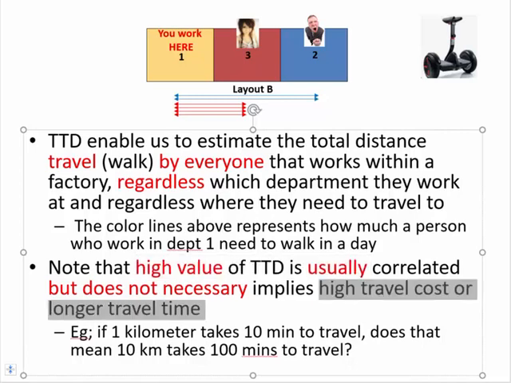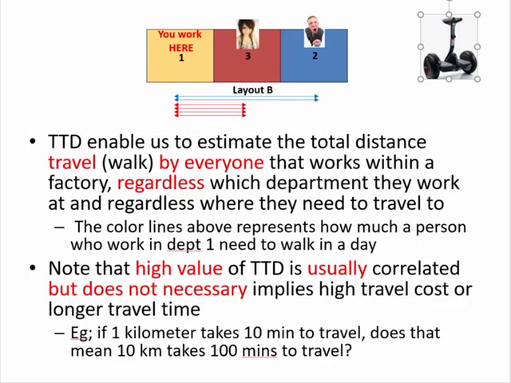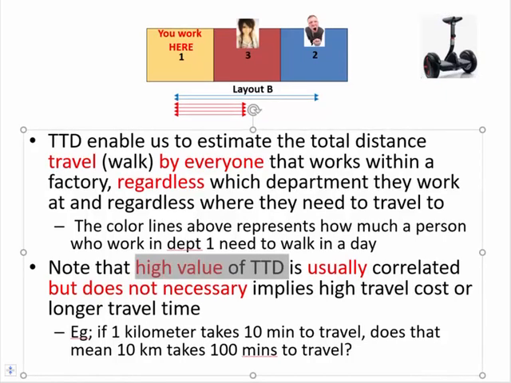Now, some people might claim that a high total travel distance might mean longer travel time or higher travel costs. Now, that might not be true because imagine if you buy this gadget for all your employees, then the travel time might be reduced or the travel cost might be reduced. So what we really can conclude from total travel distance is if it's high, basically in aggregate, after considering all the workers that work in this layout, on aggregate, they travel more instead of working.